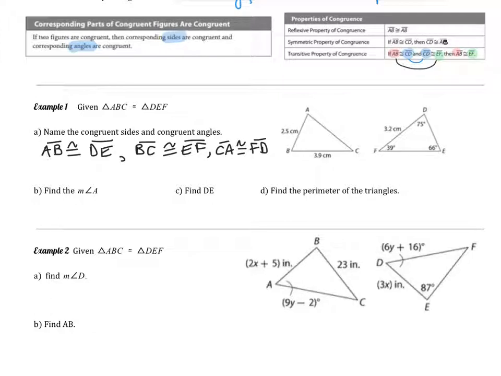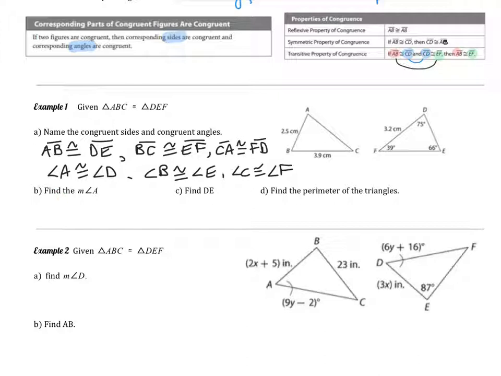Now let's do the same with angles. If I'm starting with angle A, that's going to be congruent to the first angle in the other triangle, angle D. Angle B, since it's in the middle, would be congruent to angle E, also in the middle here. And angle C would be congruent to angle F. You can see that I'm not even looking at the figure when I'm doing this. I'm looking at how my congruent statement is written, and that's all you need to know.